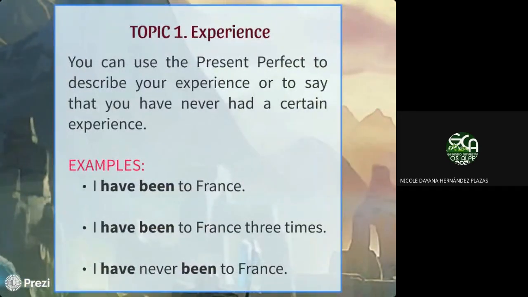So, let's review the uses. So use number one. This is the one that you told me to talk about experiences. Experiences of your life, experiences of someone else's life, but experiences, okay? So, you can use the present perfect to describe your experience or to say that you have never had a certain experience. Digamos que cuando hablan de experiencias, es para hablar de lo que han vivido, de lo que han experimentado, pero también para decir que no han experimentado algo. So, en general, es experiencias.